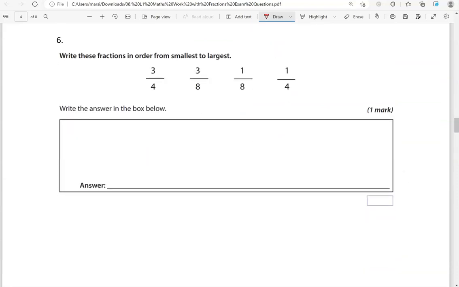Write these fractions in order from smallest to largest. So we've got 3/4, 3/8, 1/8, and 1/4. Write the answer in the box below. As we've got them all with denominators being 4 or 8, we're going to convert them all with the denominator of 8. So to get from 4 to 8, we've doubled, so we've got to double the 3 as well. So 3/4 is the same as 6/8. 3/8, we can just write it as it is, and 1/8 as well. And 1/4, we've doubled the 4, so we're going to double the 1, and that will be 2.